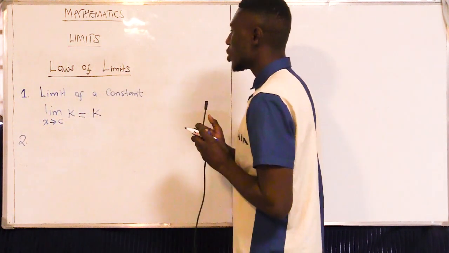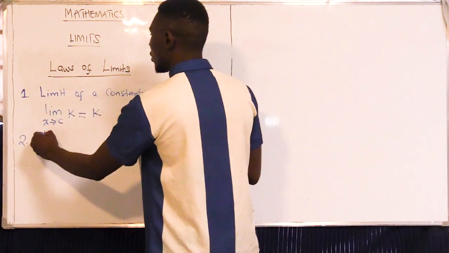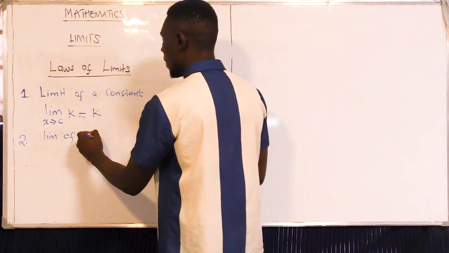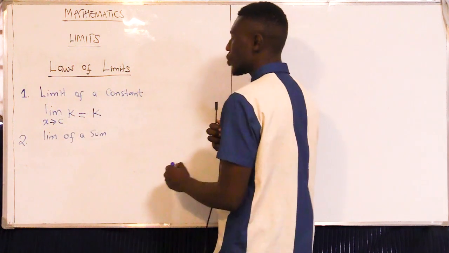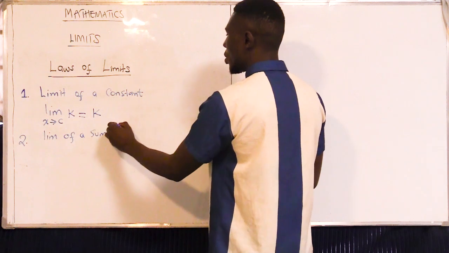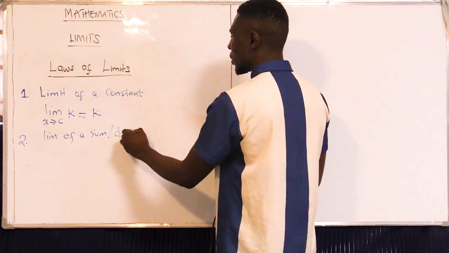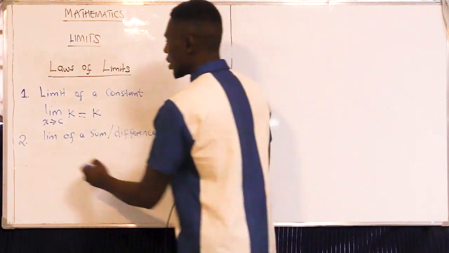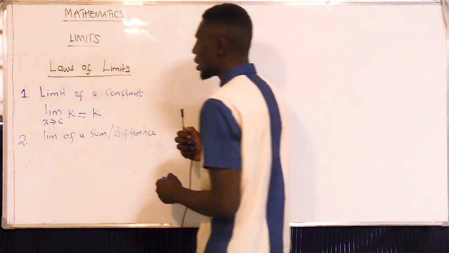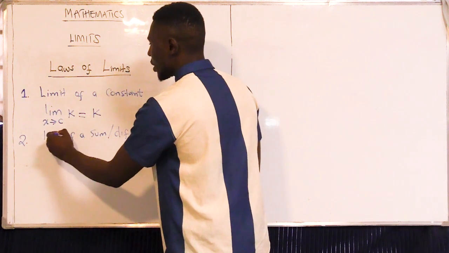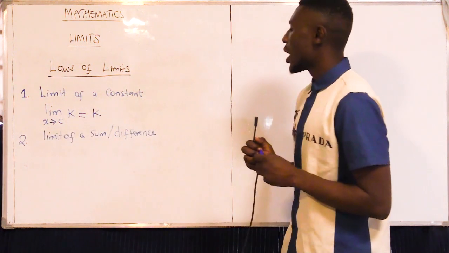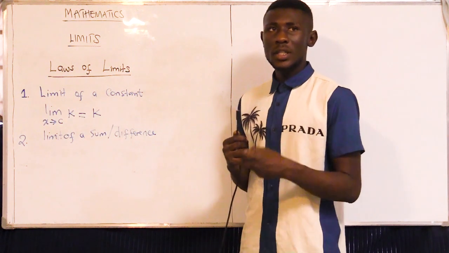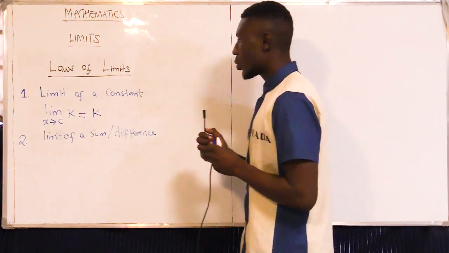The second law is limit of a sum. So I'm going to combine this into two. I'll say sum or difference. So limit of a sum or difference. Now what do we mean? Here we mean that our function is simply a result of adding two other functions or subtracting two other functions. So what will be the result?